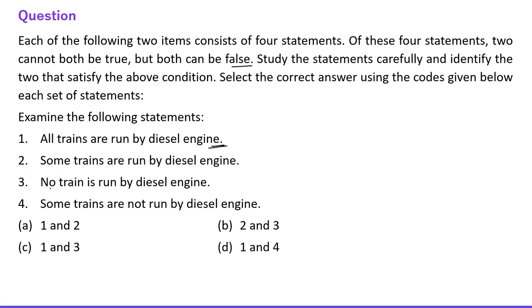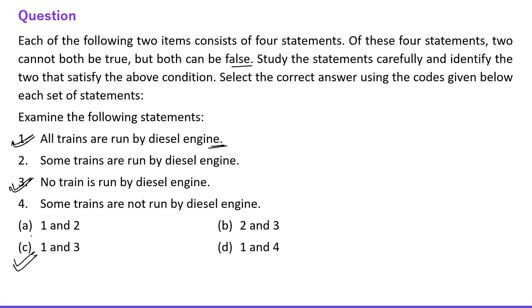Again everyone, first statement and third statement. First statement says all trains are run by diesel engine, and third says no train is run by diesel engine. Again, both of them are contradictory to each other, right? So statement number one and three cannot be together true, right? So again, this time option C will be the right answer. Cannot be together true, sorry. Clear? Okay.